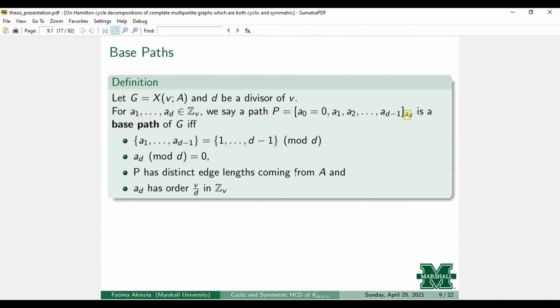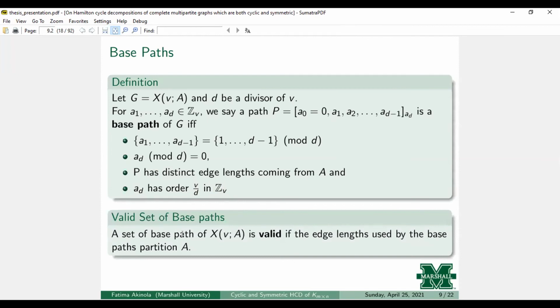And all of the edge lengths that I use in here. So what are edge lengths again? Remember, it's just A1 minus 0, A2 minus A1, up to AD minus A(D-1). All of those edge lengths have to be distinct, and the order of my last vertex has to be V over D in Z_V. We will see examples of that. And we say a set of base paths is valid if the edge lengths used by the base paths partition A.